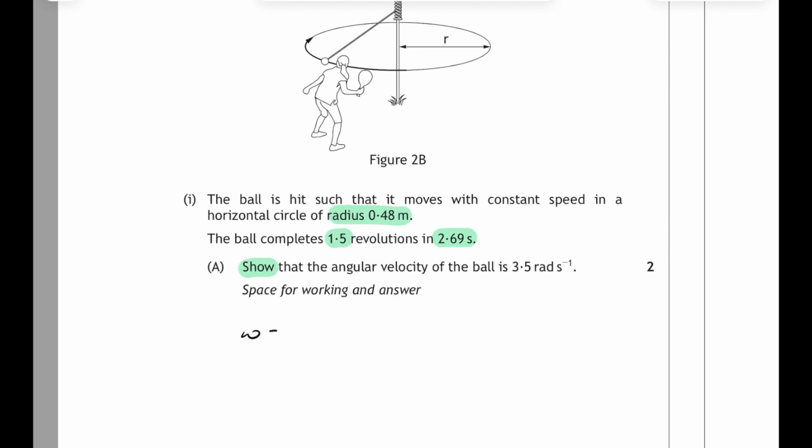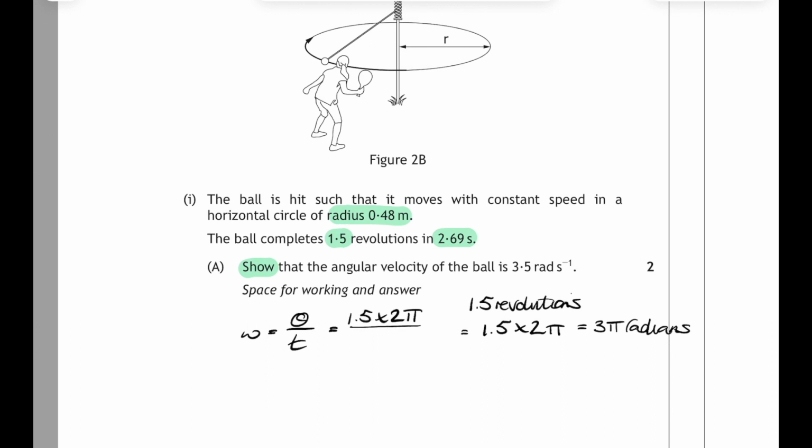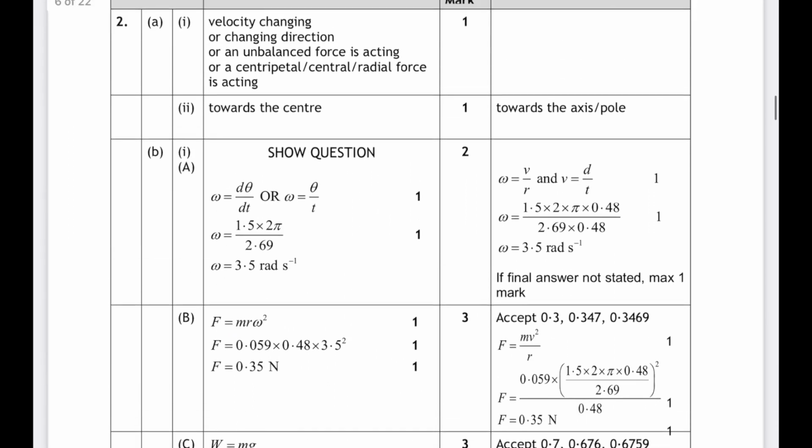It's angular velocity, so let's go for omega equals the angular displacement over the time, and we have to show explicitly what the angular displacement is. It's 1.5 revolutions, 2 pi radians in a revolution. So 1.5 times 2 pi will be 3 pi radians on the top line there. So in fact, let's show it explicitly as 1.5 times 2 pi over the time, which is 2.69. And if you do that in your calculator, you get the answer that we have to show, which is 3.5 radians per second.